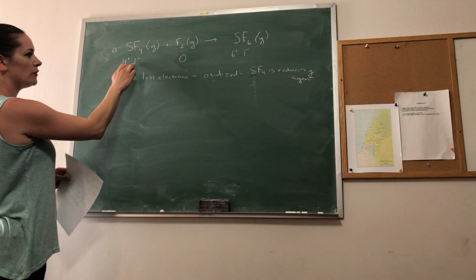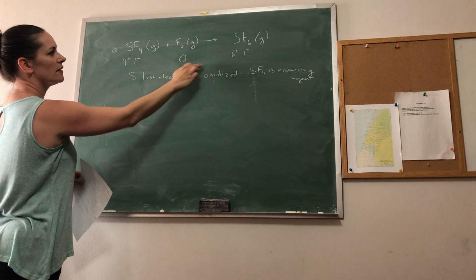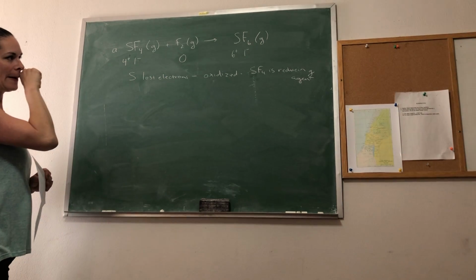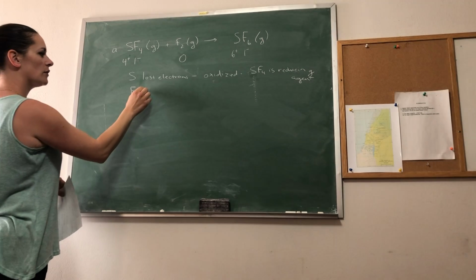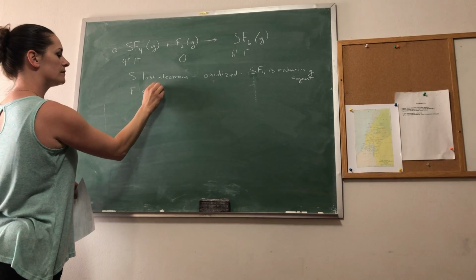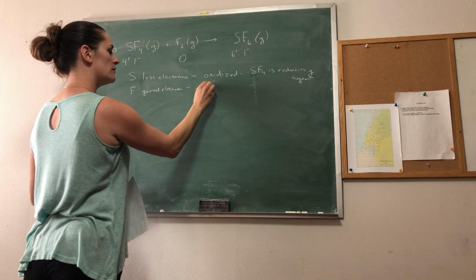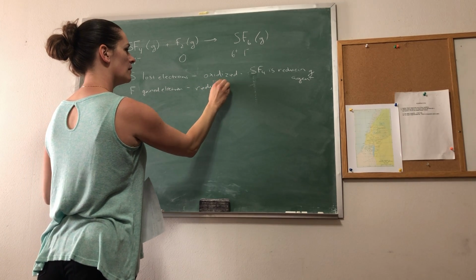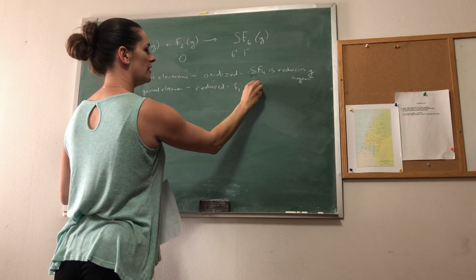And then what happened to the fluorine? These fluorines stayed the same, but these fluorines got more negative. So that was reduced. The fluorine is reduced. So it gained an electron. So it was reduced. So F2 is the oxidizing agent.